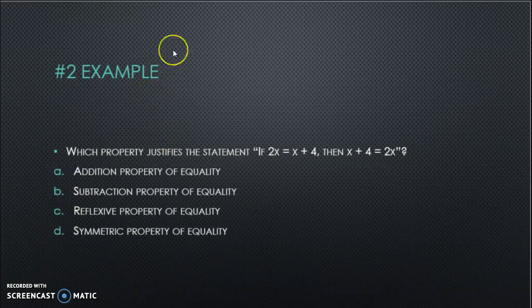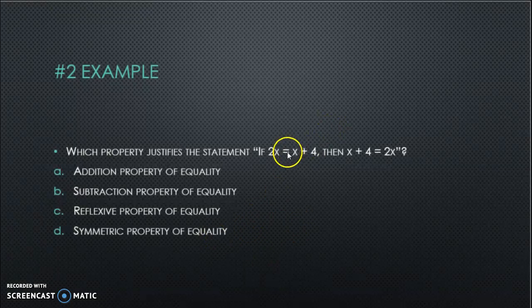Number 2 is a similar thought here. It says, which property justifies the statement, if 2x equals x plus 4, then x plus 4 equals 2x. So what happened here? We switched the order. If you look, it's almost like looking in the mirror. This is the symmetric property of equality. All I did is switch the two sides of the equal sign. That's the symmetric property of equality.